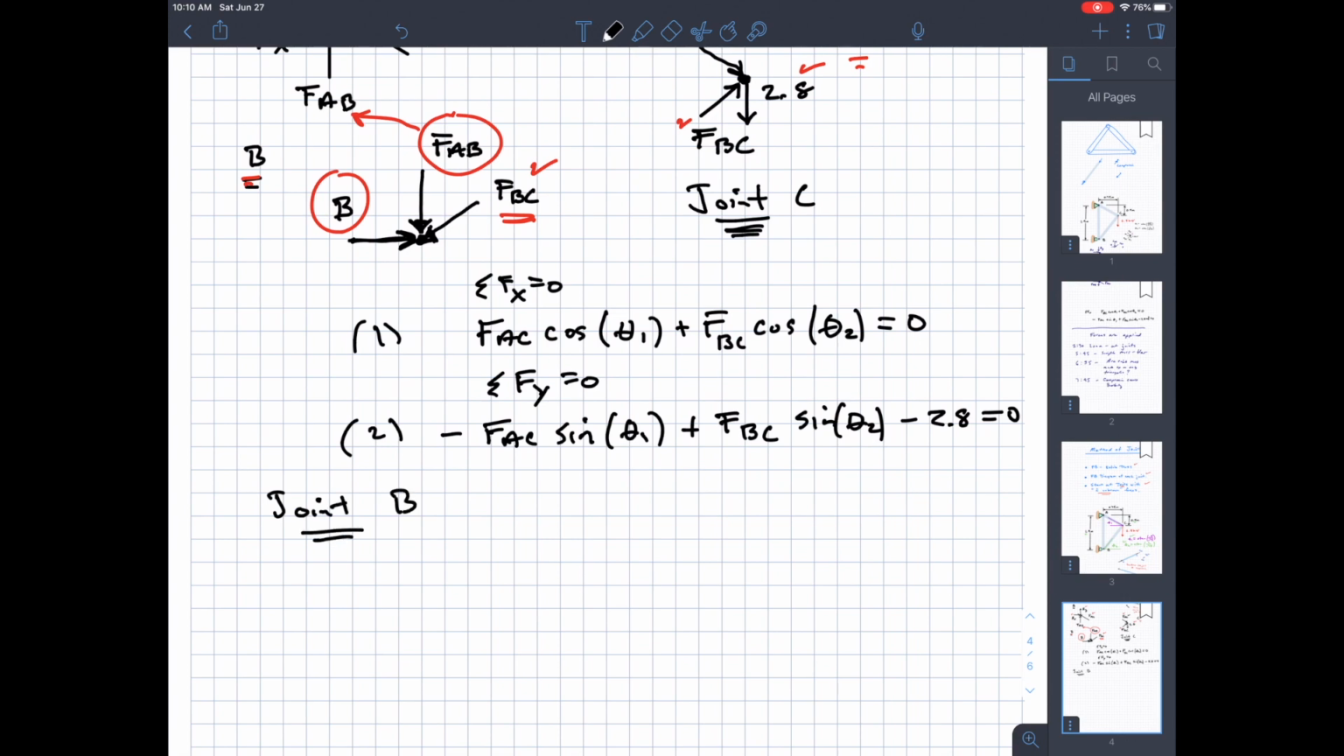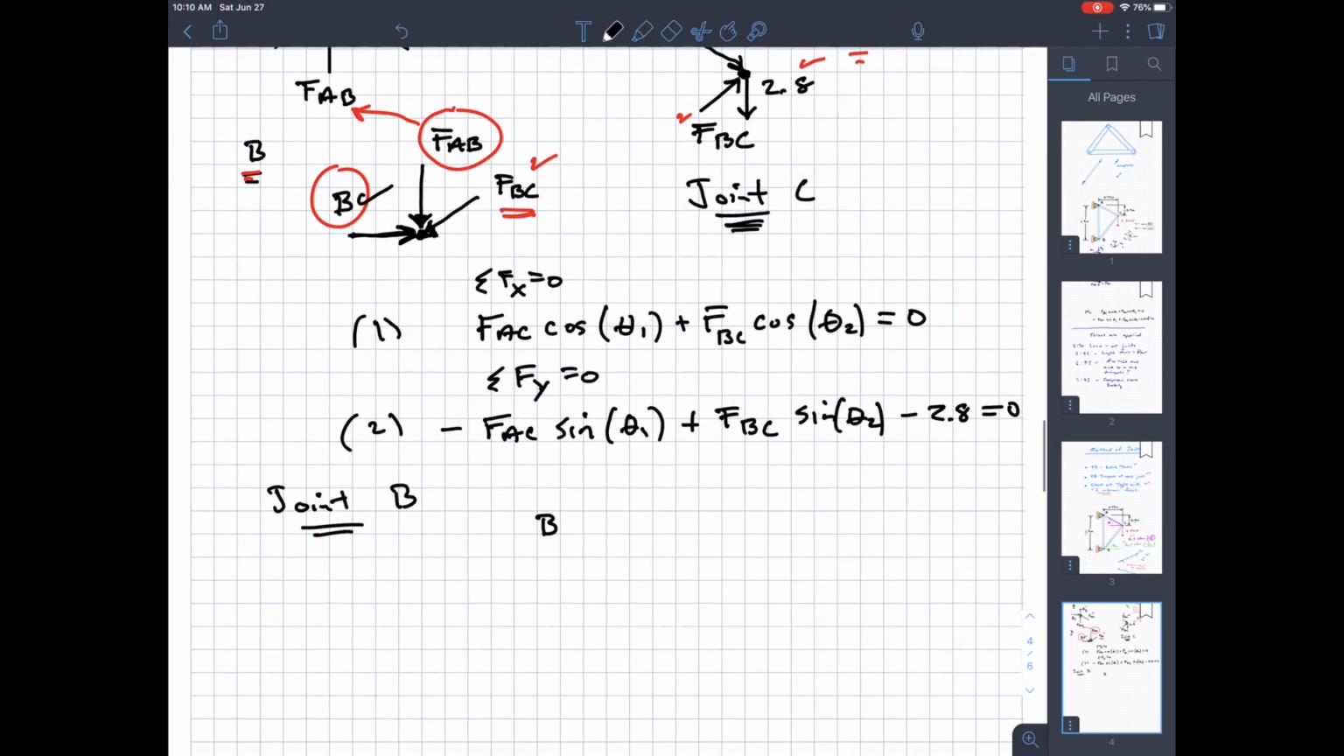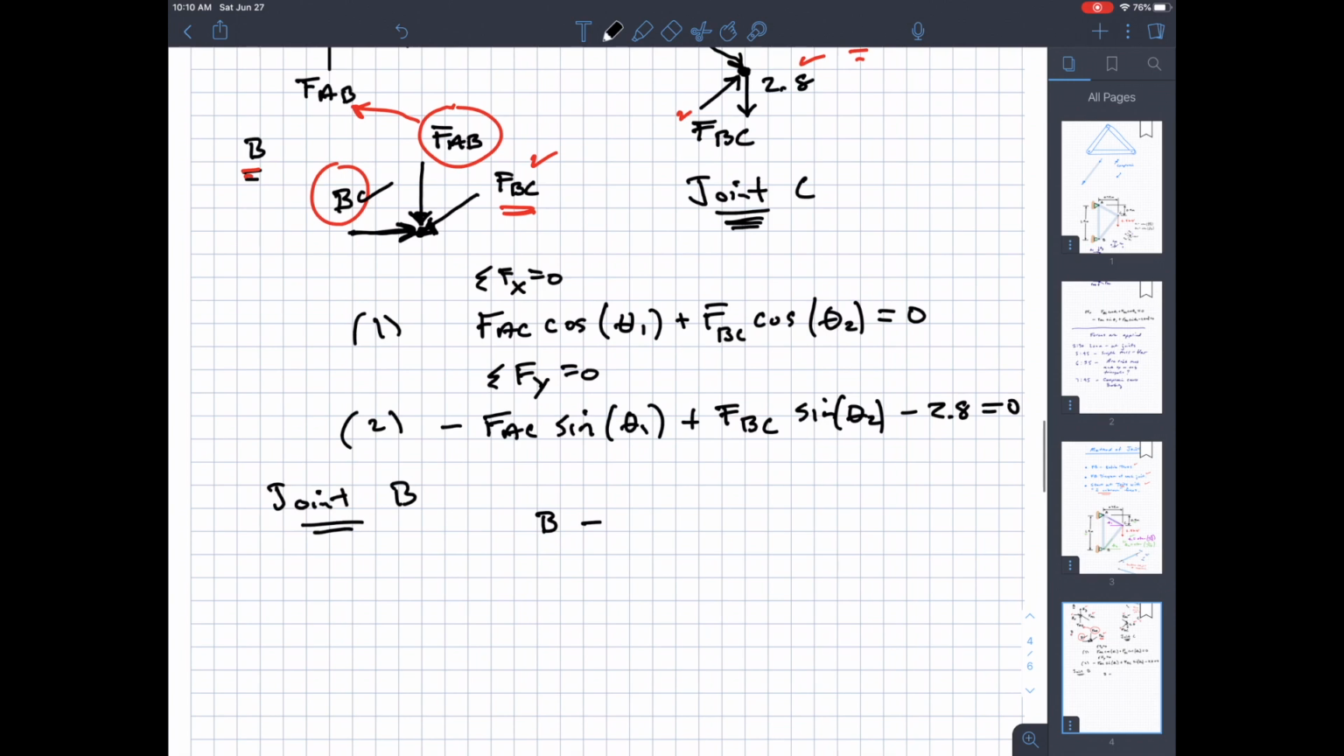Okay, so at joint B, sum of forces in the x direction, I have B right here. FAB is completely in the y direction, so it's not involved. Then, moving back to the left, I have FBC cosine theta 2, right? So theta 2 is equal to 0. That's the first equation at joint B.